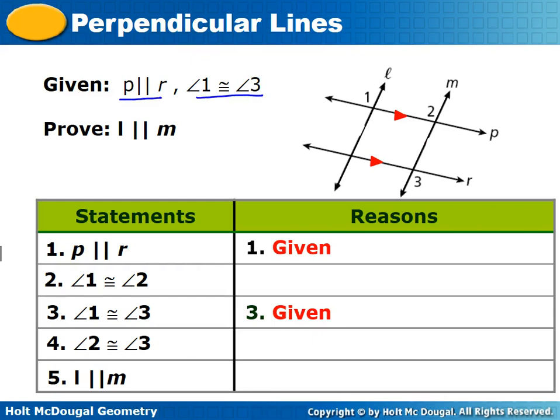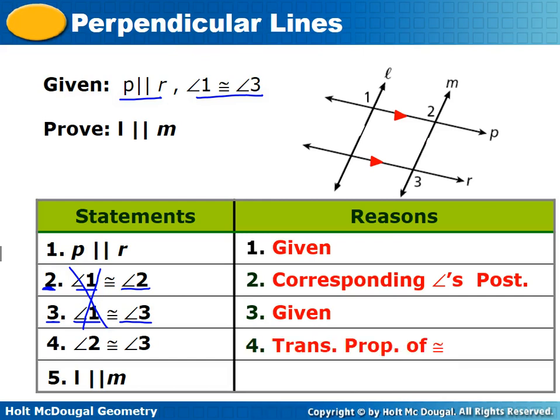If you look in the drawing, 1 is congruent to 2 because they are corresponding angles. And then look here at step 2 and step 3. Notice we've got 1 is congruent to 2, 1 is congruent to 3. This one drops out and we're left with 2 is congruent to 3. Anytime we have 3 angles like that, we're going to use the transitive property of congruence.